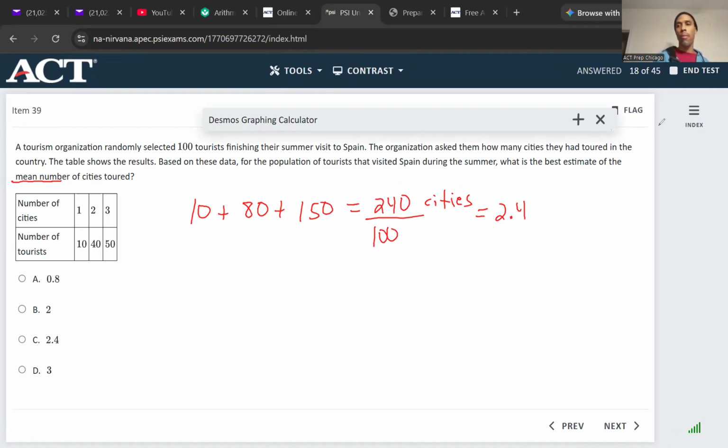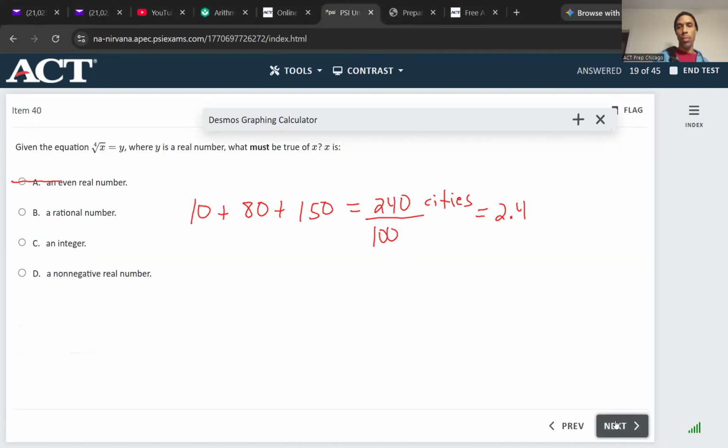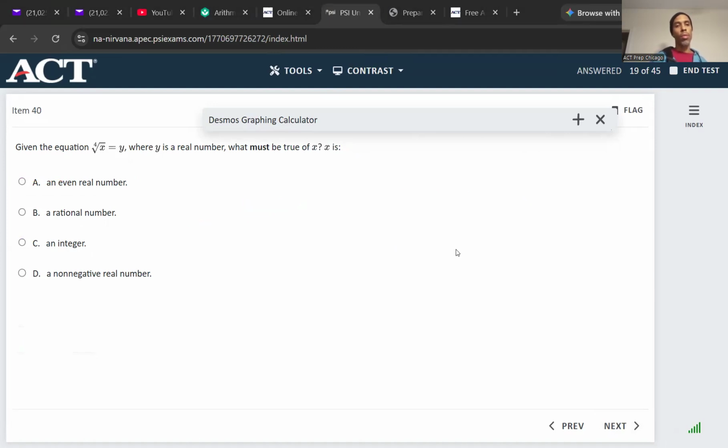Let me see. I feel like I've done these before. I think I may have had some students with these in the past. Given the equation, the fourth, oh no, I think I did this test to see how hard it was. The fourth root of x equals y, where y is a real number, what must be true of x?